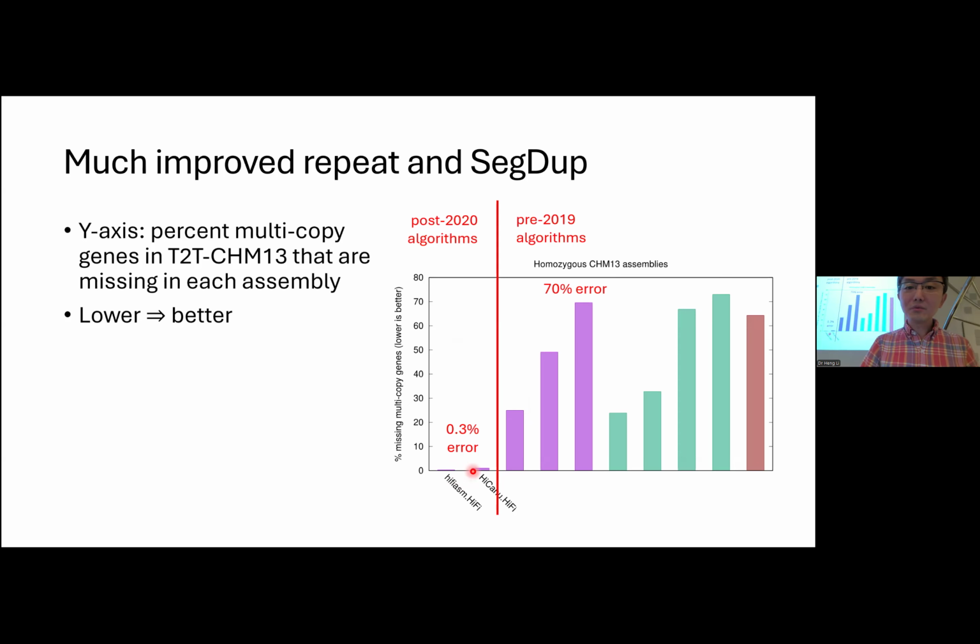But if you look at these more recent assemblers, they achieve below 1% error rate. They rarely miss these multi-copy genes. And there is a difference between, say, 70% versus 0.3%. This is actually 2 orders of magnitude improvement since around 2020. And these days we all routinely achieve this, and even better than this. But this is mainly driven by the accurate long reads, because of the data.